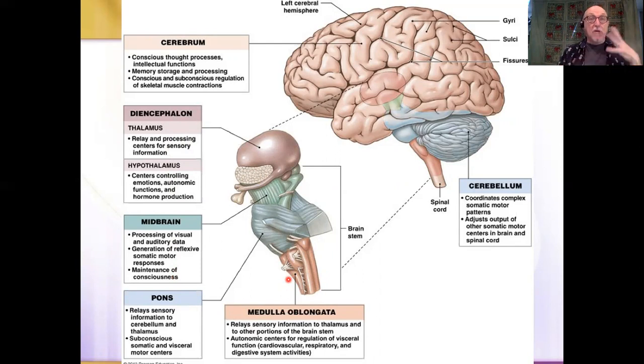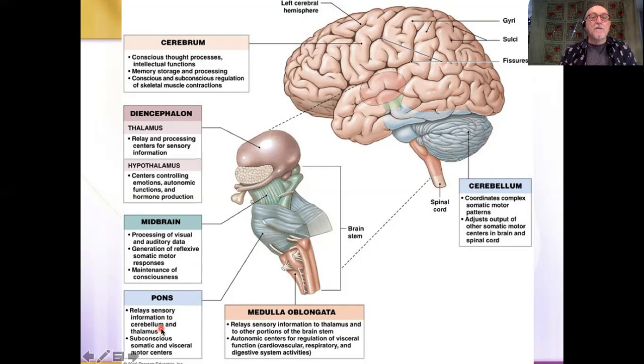So if you're asked, give me one function for the midbrain, you could say processing of visual and auditory data. It's here in the midbrain that the sensations from the eyes and from the ears, a decision is made about where they have to go. That is actually relayed to the thalamus to be sent off.